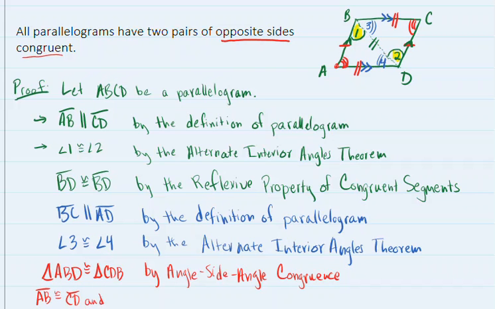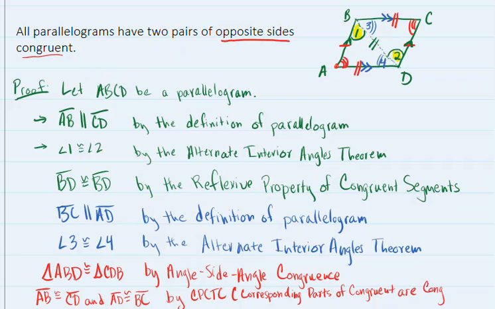and segment AD is congruent to segment BC, and we're going to say by CPCTC. And if you've never heard these words, go back and watch a video about corresponding parts. This means that corresponding parts of congruent triangles are congruent. Corresponding parts of congruent triangles are congruent.